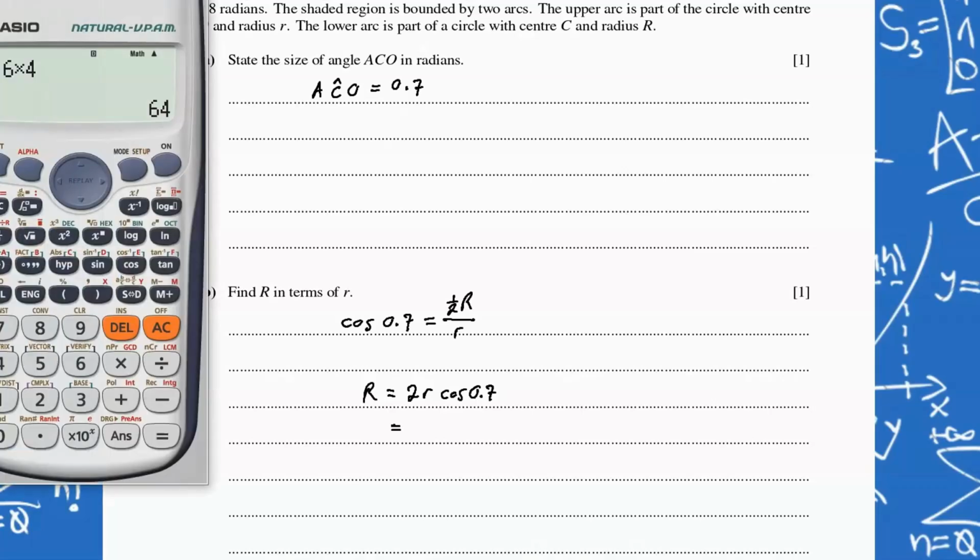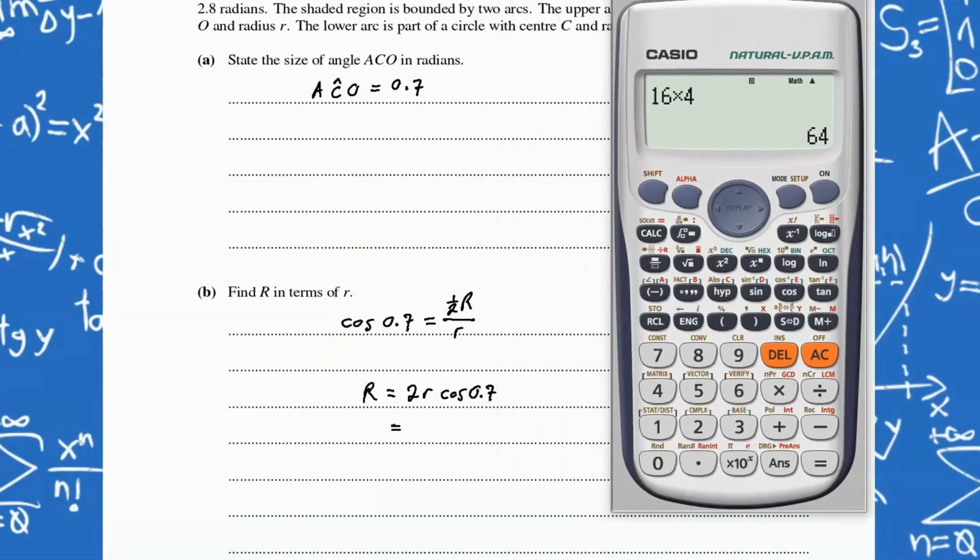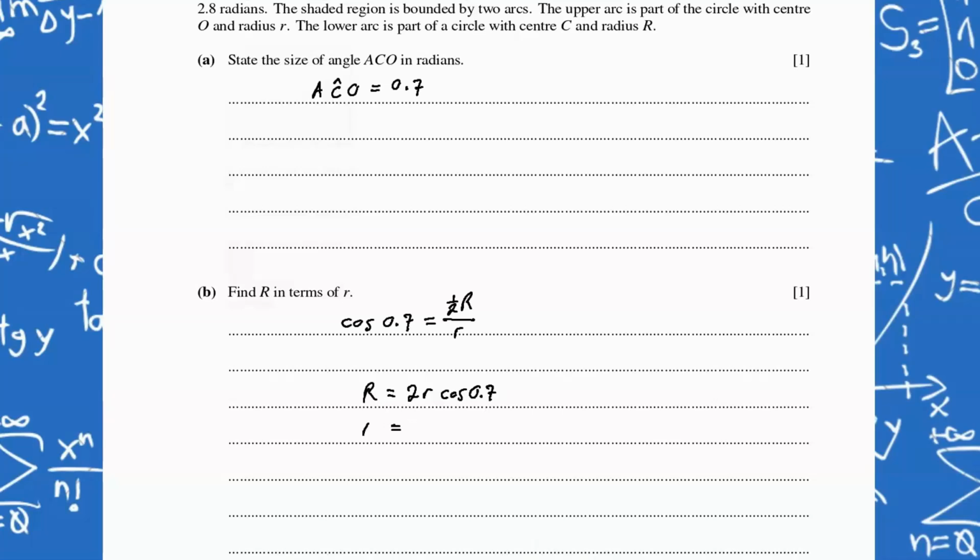Now we can calculate 2 cos 0.7, and we have to be in radians mode. So I'll take my calculator to radians mode. Okay, let me just do that. All right, so that's 2 of cos of 0.7, and we get 1.53 to 3SF. So basically R is 1.53 of r. So that's how we can express R in terms of small r, right?